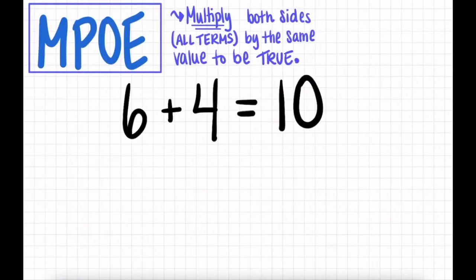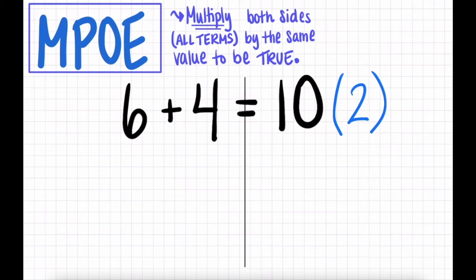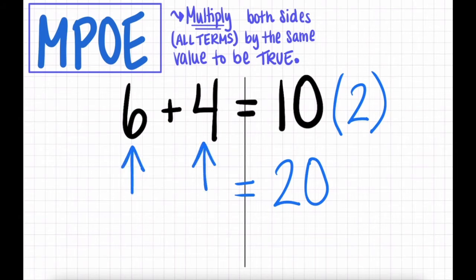Now 6 plus 4 equals 10. Put the line in to separate the left side of the equation from the right. And let's start by multiplying the right side of the equation by 2. 10 times 2 gives the right side of the equation a value of 20. Now here's my question. Are we going to multiply 6 by 2, 4 by 2, or both of them by 2? Let's see. Let's start by only multiplying 6 by 2.